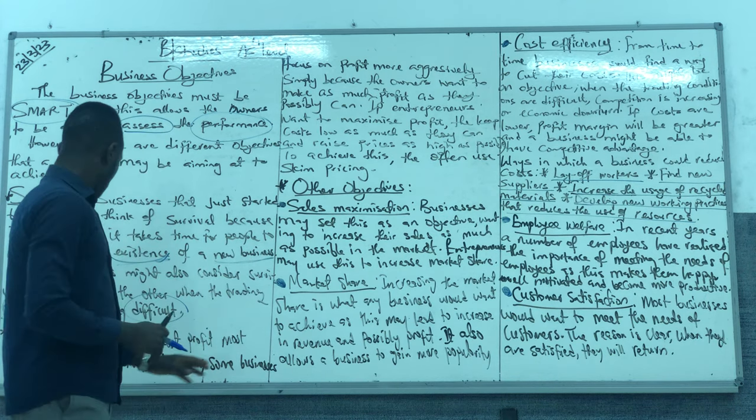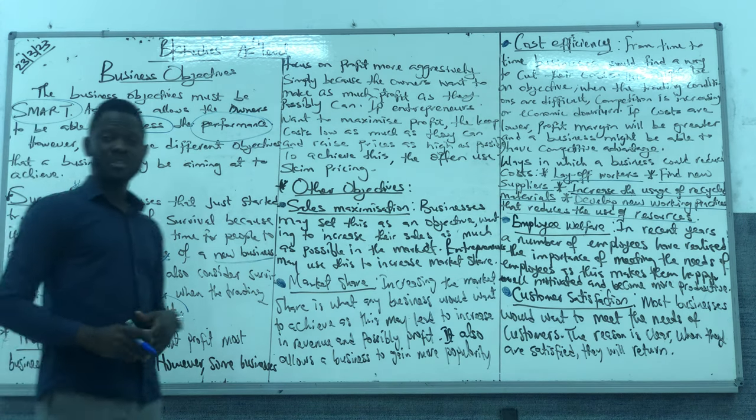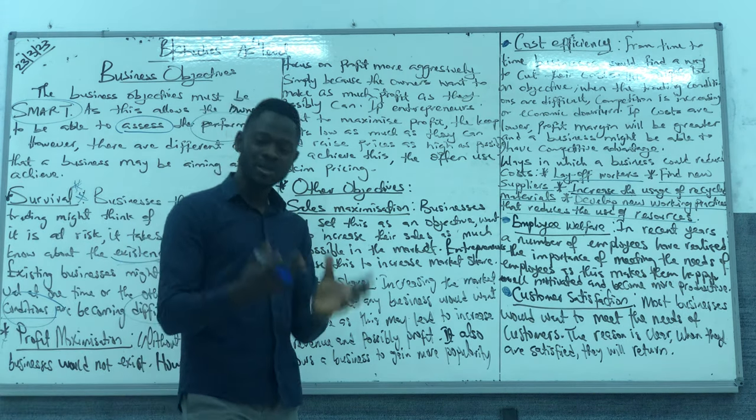Then we go on to profit maximization. For profit maximization, what is profit? Profit is your total revenue minus your total cost.